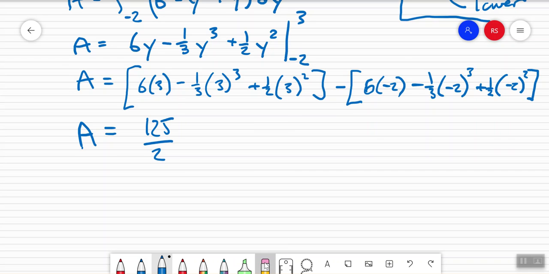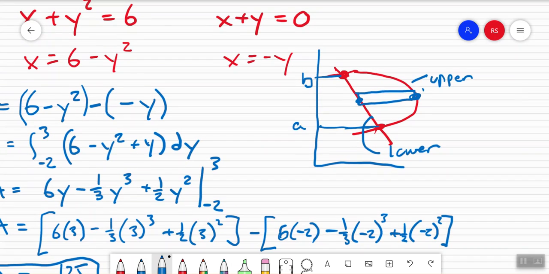Well, this gives me a chance to use the pen here. Oh, there we go. So it's 125 over 6. And there is the area between these two curves. So what we have just found is, and let's go to a highlighter here, we have just found all of this area in here.